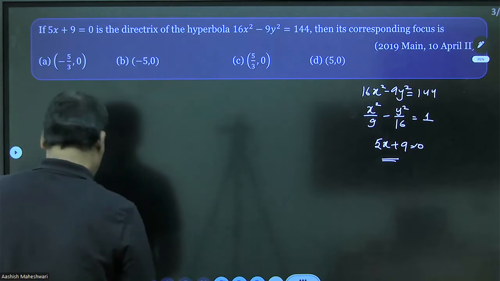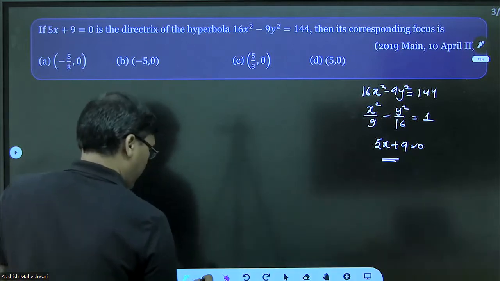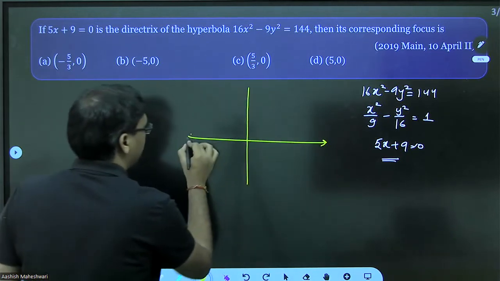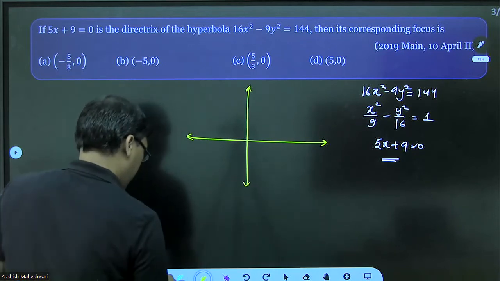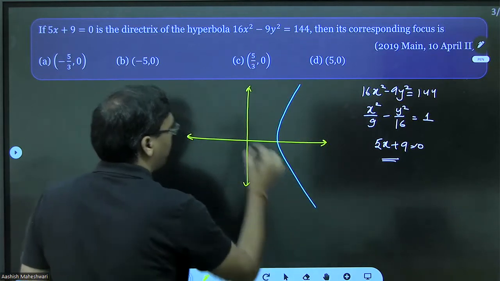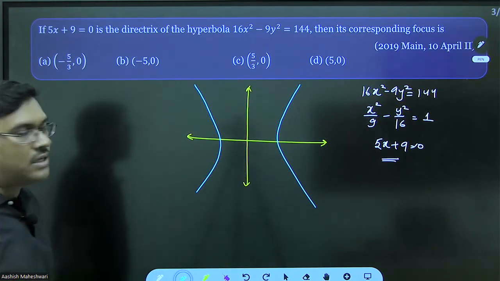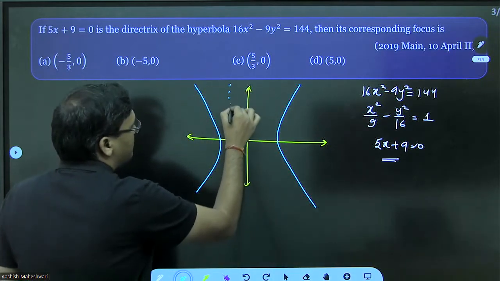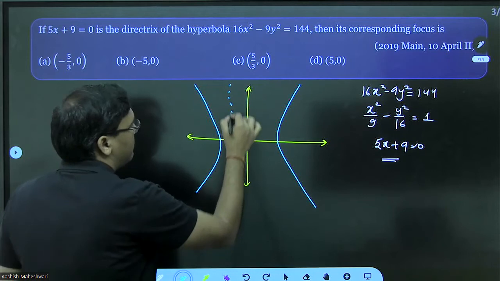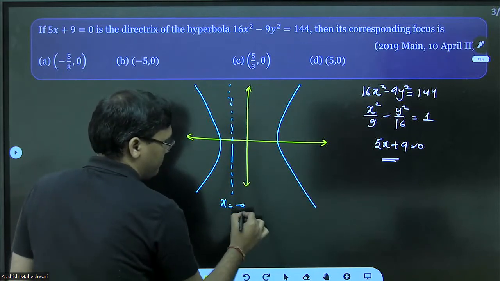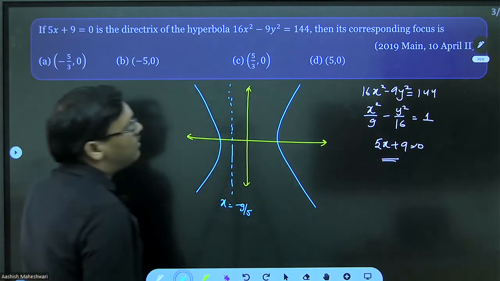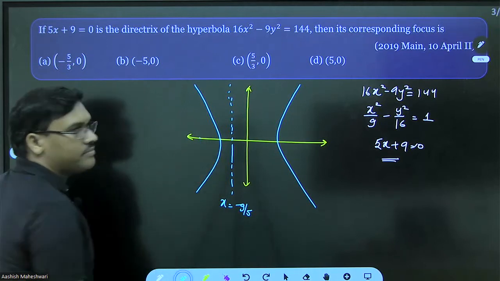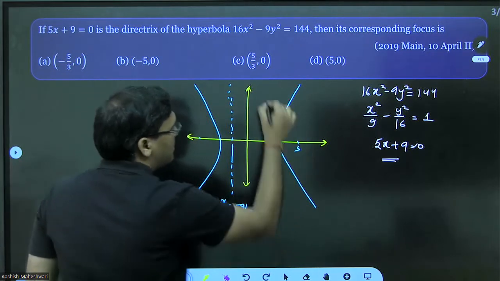Now if you draw this, let's say this is the hyperbola, and this is the conjugate axis. In this case, what is the directrix given? This is x is equal to minus 9 by 5. Now the question is, what is the corresponding focus? The corresponding focus for this will be this point. If this is the focus, the corresponding directrix is this.